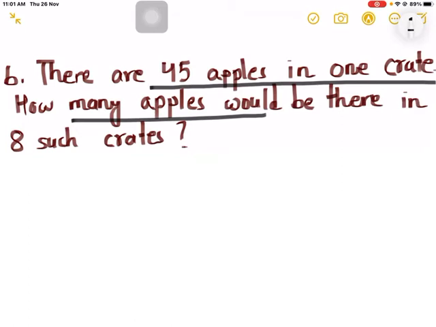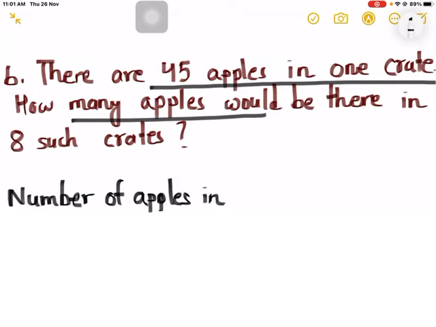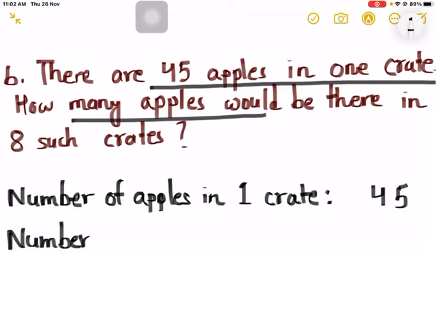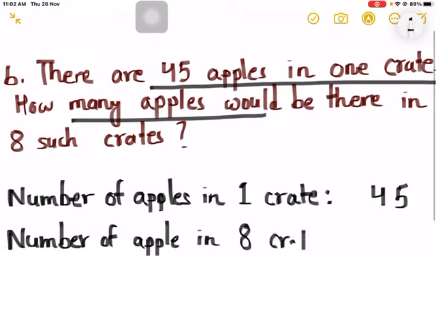Okay. Number of apples in 1 carrot is 45. Now what is asked us? Number of apples in 8 carrots, isn't it? Number of apples in 8 carrots. This is asked us. How can we find this?